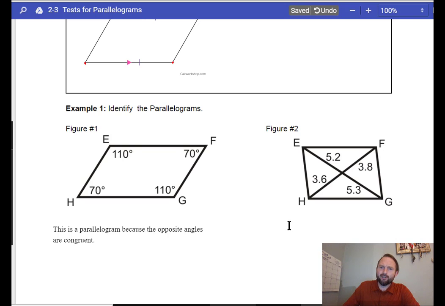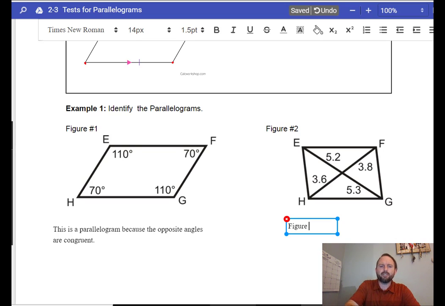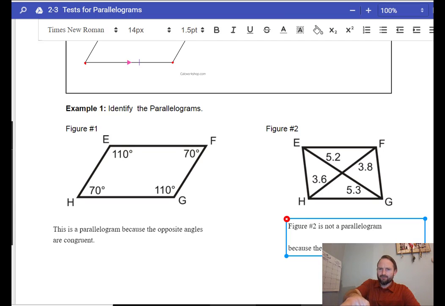Okay, figure 2. So I'd say figure number 2 is not a parallelogram because the diagonals do not bisect each other. Look at that. HF, it's 3.6 and 3.8. If it was really bisecting each other, it would be 3.7, 3.7. And that E to G right there, it's 5.2 and 5.3. That's not congruent. They're not equal in value. All right, let's go on.